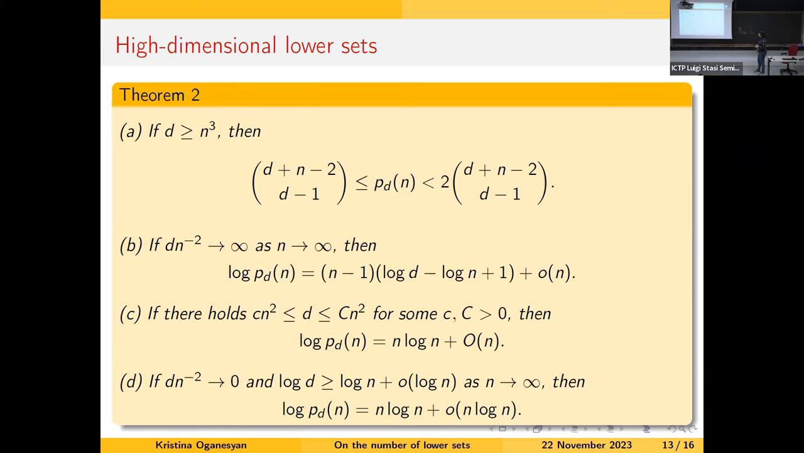Okay, now there are three estimates. The first case when D is much bigger than n squared, then when D is of order n squared, and then when D is much less than n squared, but still with this progressive theorem, basically, you have this sharp order estimate for the logarithm. And yes, I would like to prove the first part, which is a very good estimate.